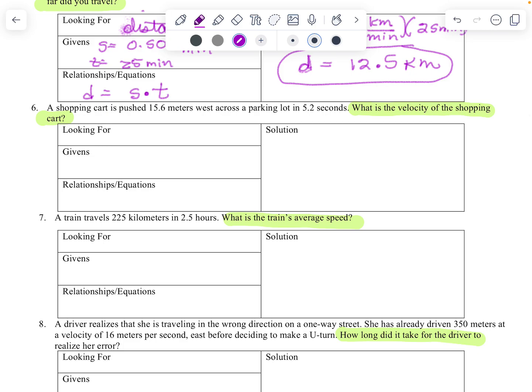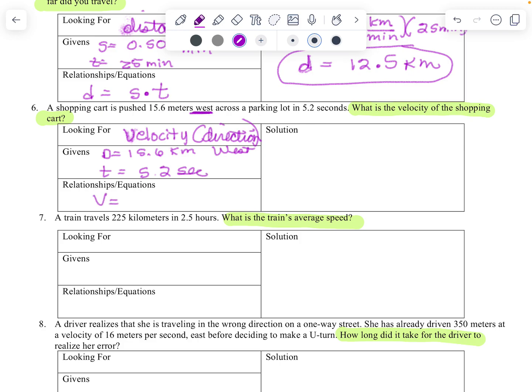Okay, for our next problem, we're looking for velocity. Remember, velocity has direction. We'll be looking for a direction. And our givens are, there's our direction right there. So our givens are our distance, which is 15.6 kilometers west. I'm going to keep the west there for clarity. Our time is 5.2 seconds.